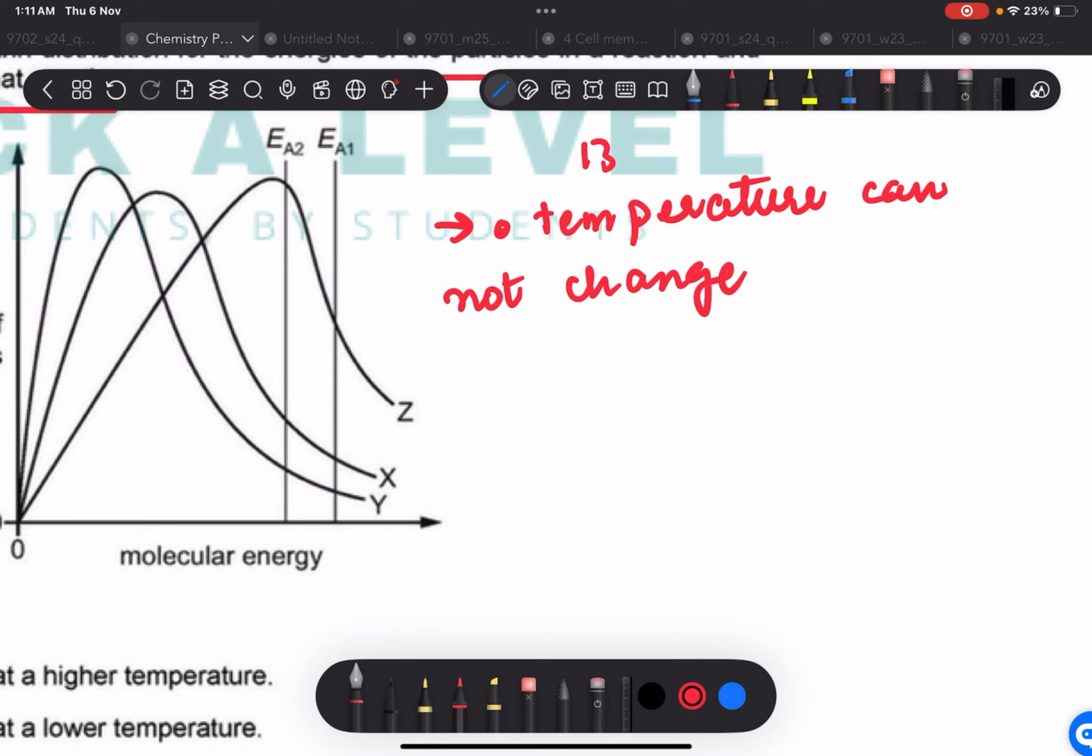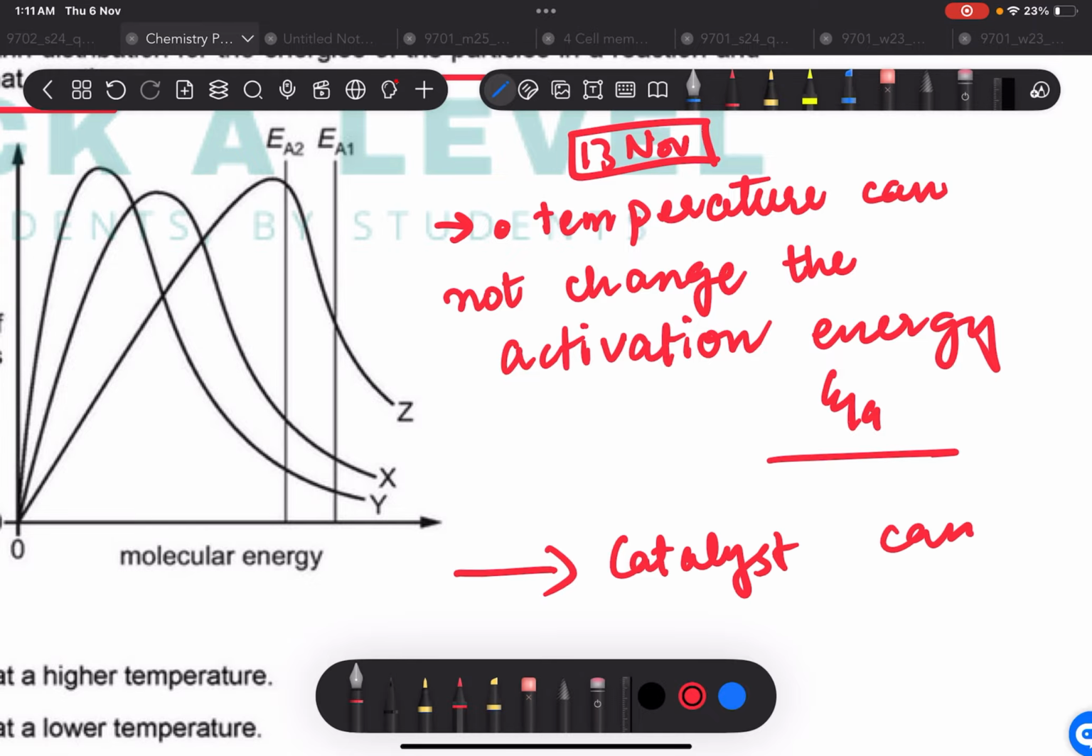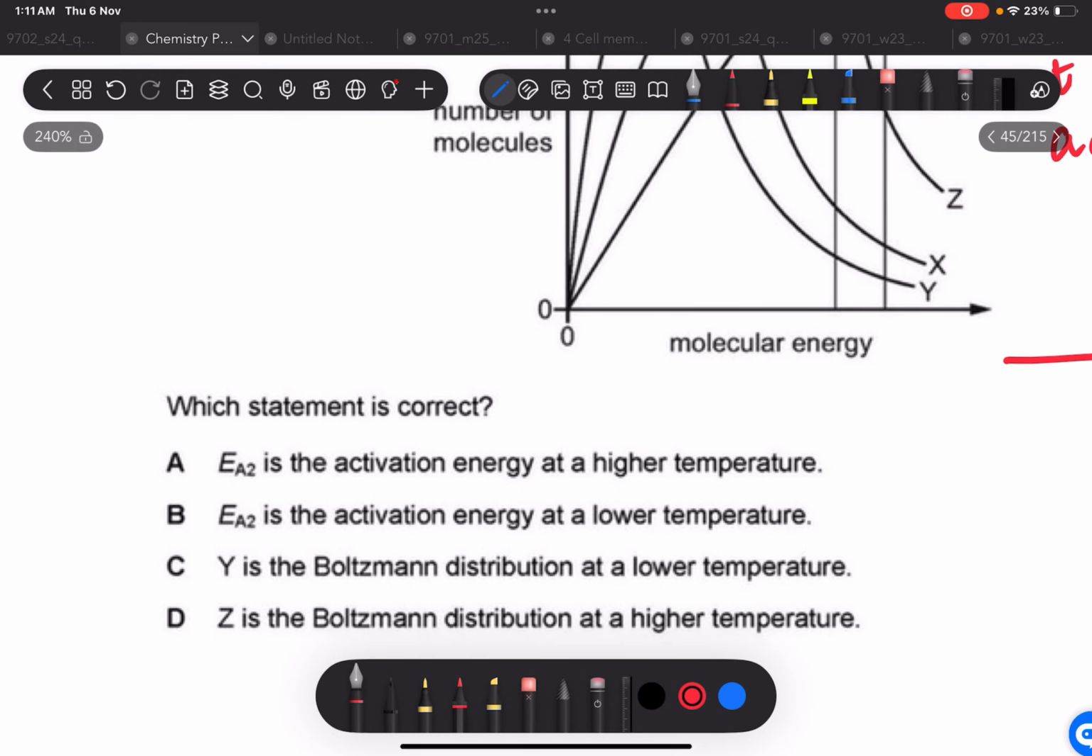On 13th November, you guys have your AS level P1 exam. These are golden tips. Temperature cannot change what? The activation energy. So temperature cannot change your activation energy, which is EA. What can change it? Catalyst can only change it. Catalyst can alter EA. Okay, so this option is ruled out.